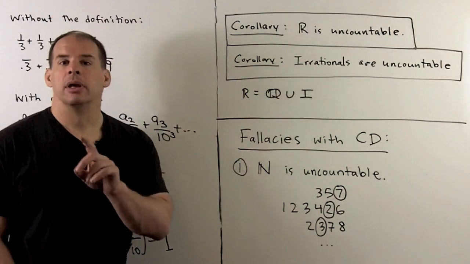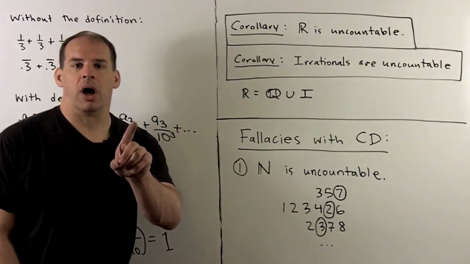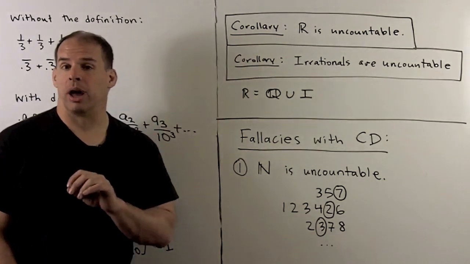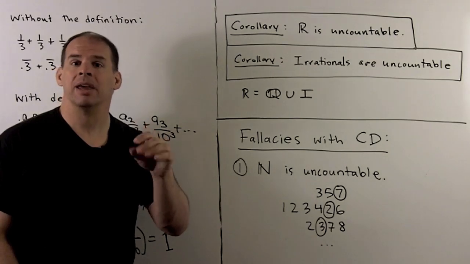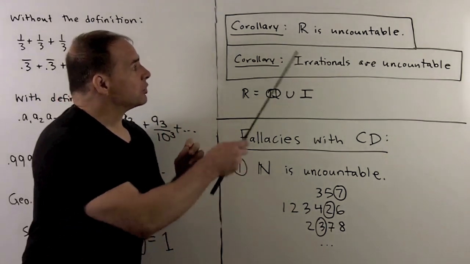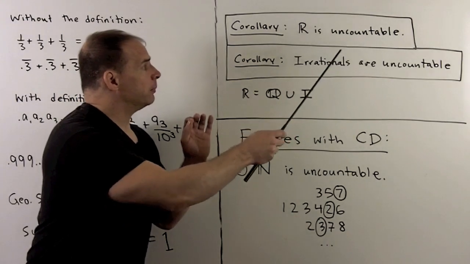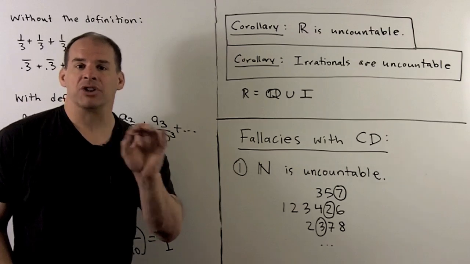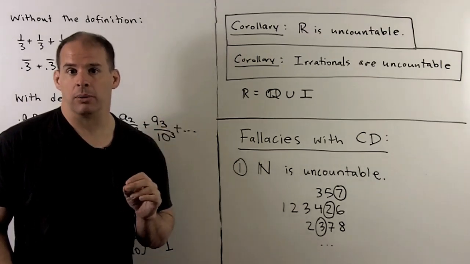Now, because the interval from 0 to 1 is uncountable, if R, the real numbers, was a countable set, every subset would be countable, but we know that's not the case. So the reals are uncountable. Corollary: that means the irrational numbers are uncountable also.